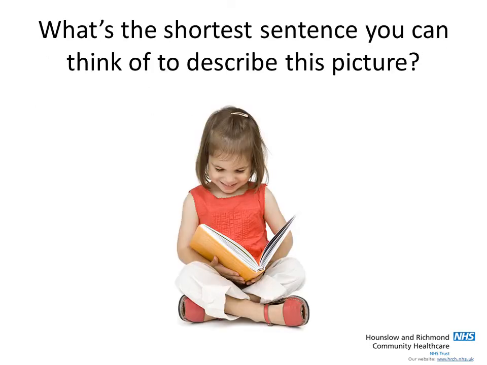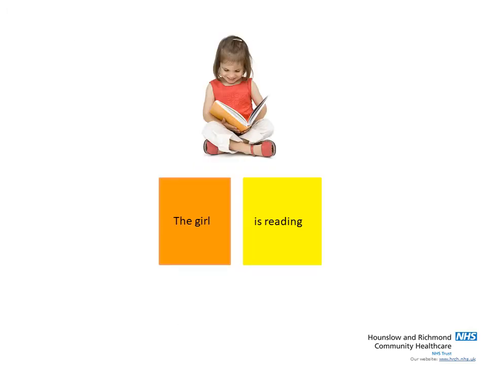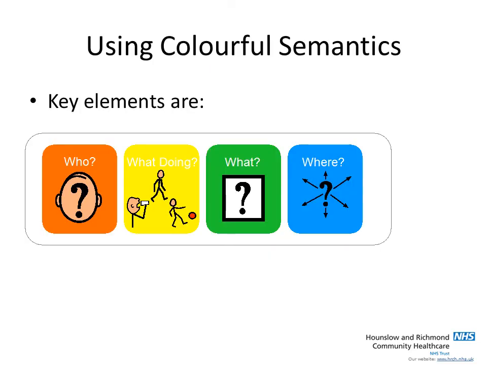Have a think. What's the shortest sentence you can think of to describe this picture? The girl is reading. So using colourful semantics, we use the different colours to indicate the different parts of the sentence. So orange for who, or the subject of the sentence, yellow to indicate the verb, green to indicate the object of the sentence, and blue to indicate location or place.